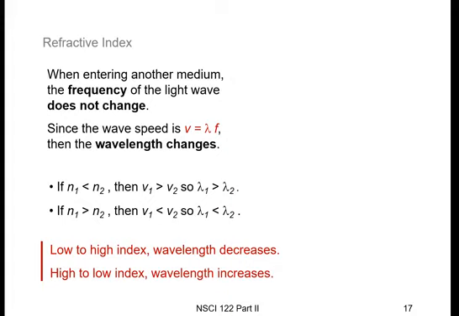Okay, so low to high index, we know that the light slows down and the wavelength decreases, gets shorter. High to low index, we know that the speed is going to go up for the light and the wavelength gets longer, it increases. So I can give you a little quiz.